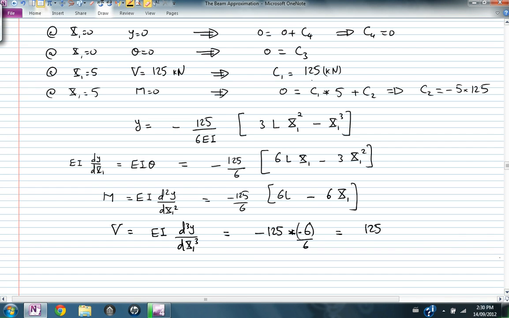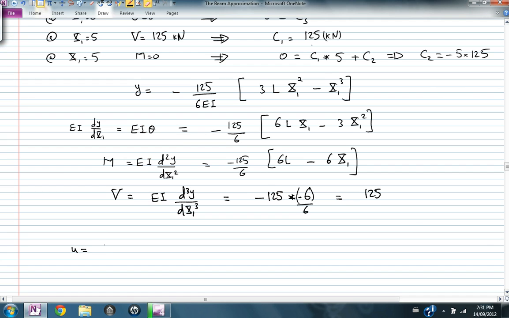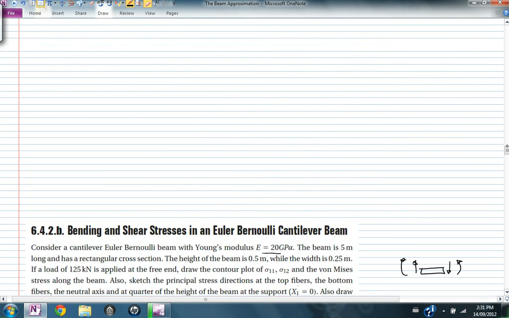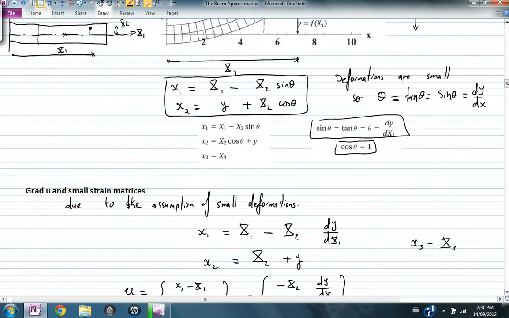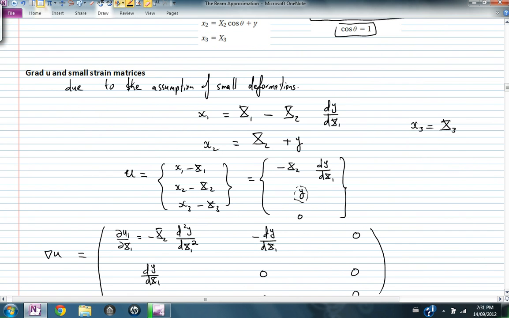Now, what we need to do is find the displacement and the stresses across the beam. So the displacement is given by u, which is equal to x minus x, which will give you the following. If you look, I'm just going to scroll back to see the displacement of an Euler Bernoulli beam. Here's the displacement of the Euler Bernoulli beam. The horizontal displacement is equal to this, the vertical displacement is equal to y, and the third displacement is equal to 0.